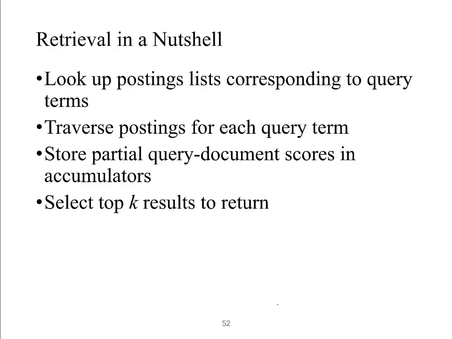Okay, so the retrieval in a nutshell: we look up the posting lists corresponding to query terms, we traverse postings for each query term and store partial query-document scores in accumulators, and then we select the top K results to return. Here, the first two steps filter out those documents that do not even share a term with the query, because in that case the inner product would be 0.